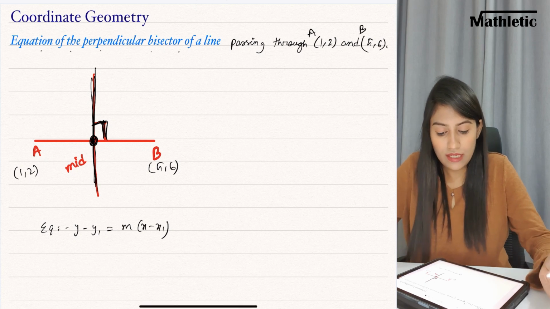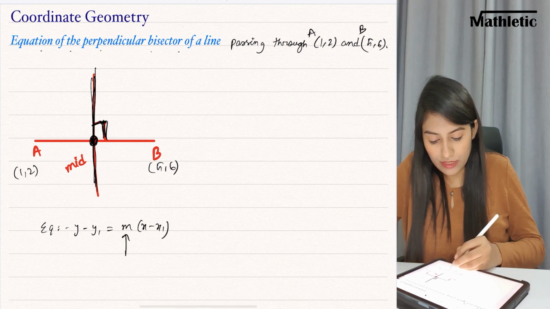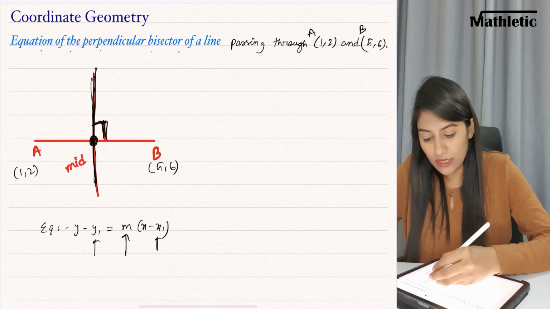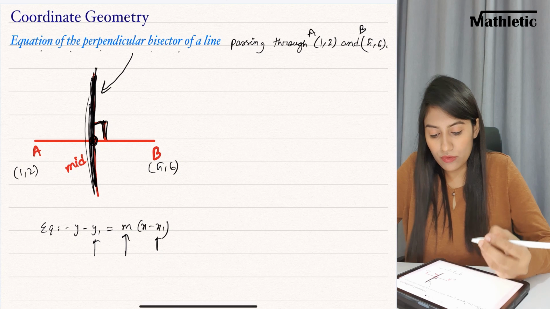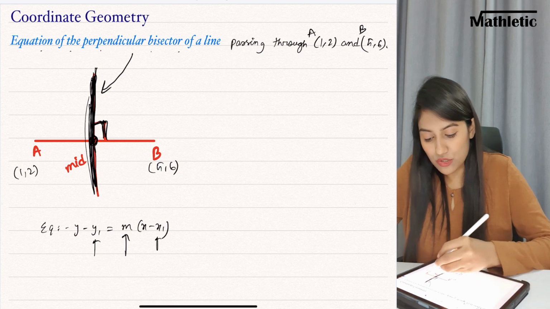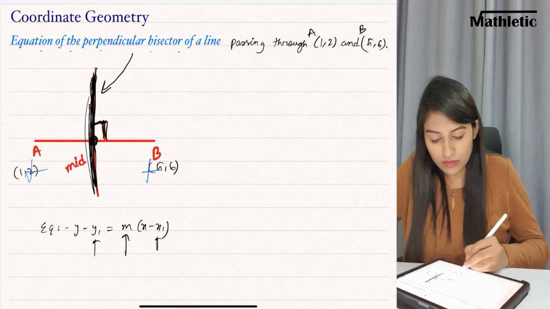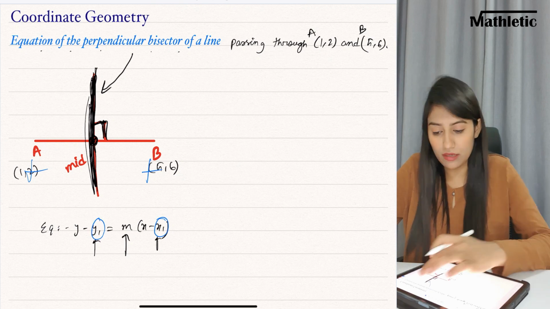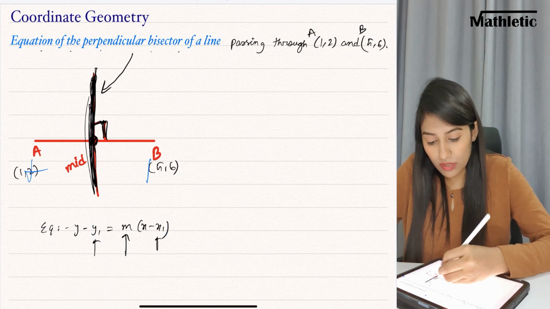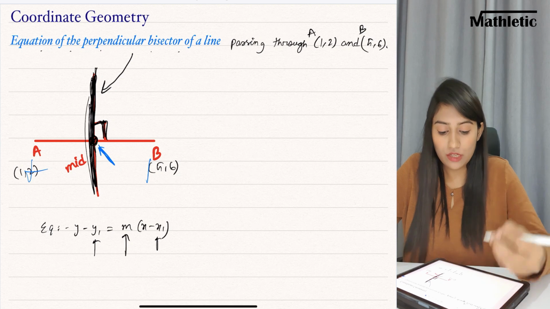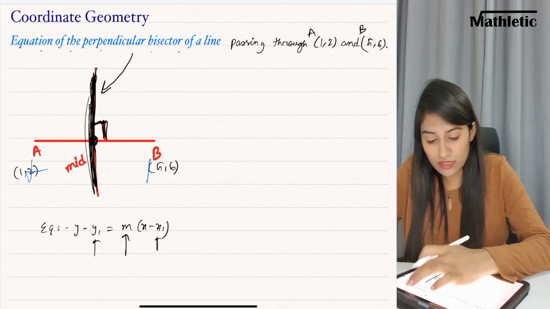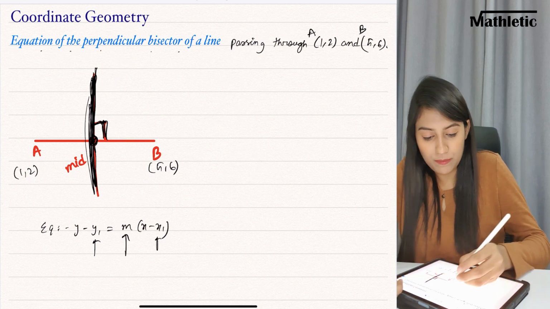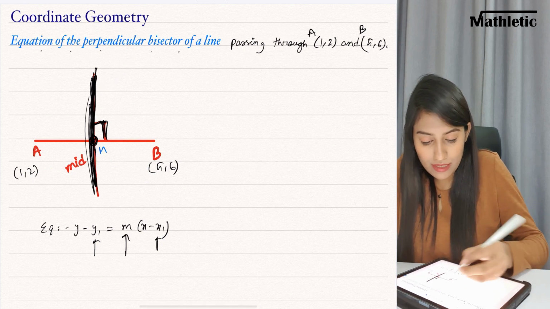For any line we need a gradient and we need a coordinate. The line we are trying to find, the perpendicular bisector, is this one, right? This line doesn't pass through A or B, so you cannot substitute the coordinates of A and B here. The line passes through the midpoint, so x1, y1 in this formula should be the midpoint of AB. So the first step is to calculate the midpoint of AB. Suppose the midpoint is M.